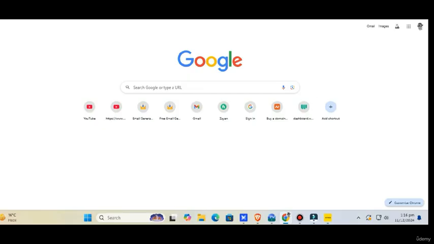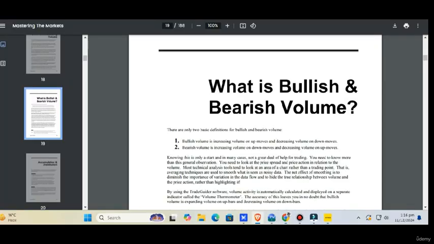So let's move to our first two terms. Bullish volume is increasing volume on up moves, and decreasing volume on down moves. What this means is that if the market is going upward, then volume is increasing, and if volume is decreasing a little bit during some retracement, then that is also bullish volume.